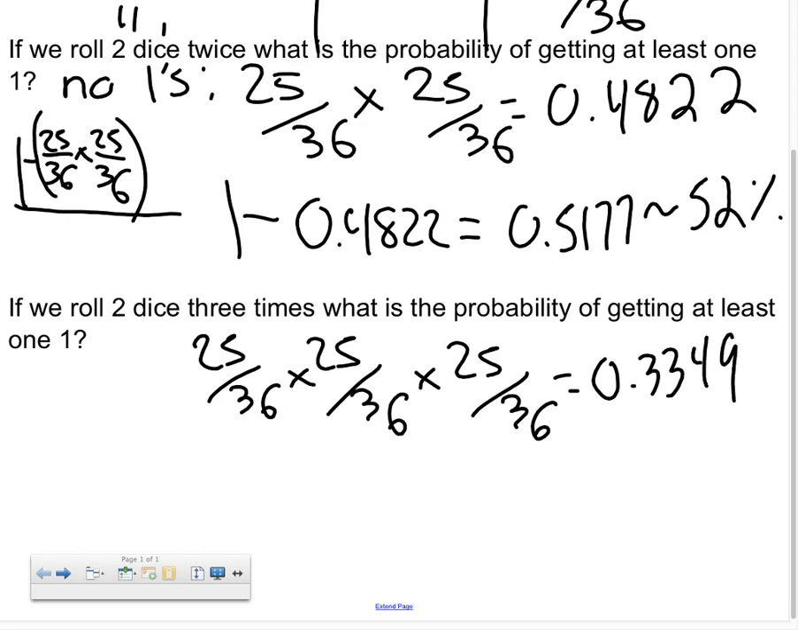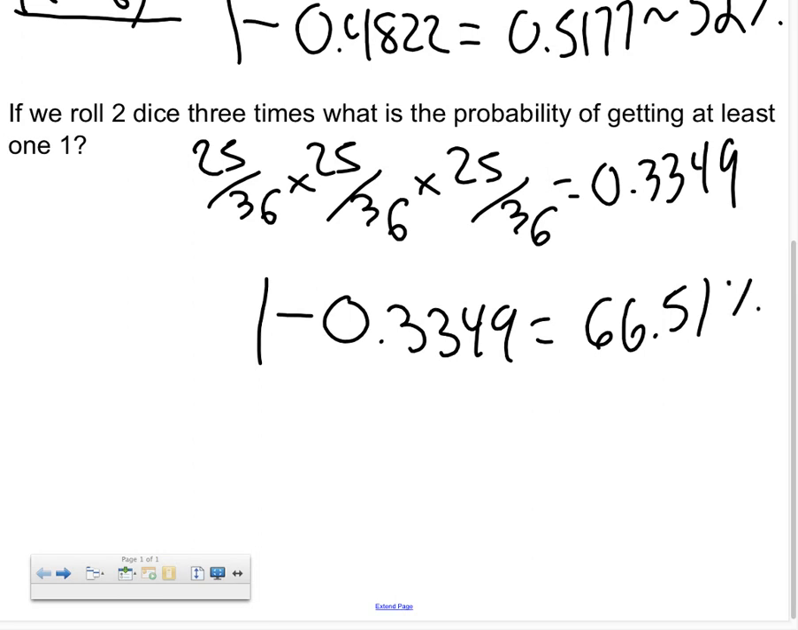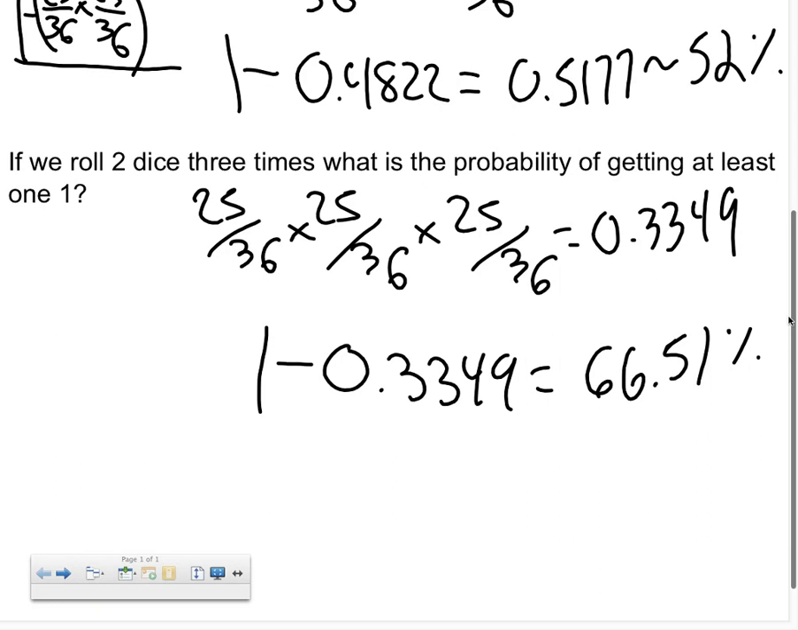So what you would do is, like before, take 1 minus 0.3349, and the chance of us getting at least 1 one in 3 rolls is about a 66.51% chance. And it's good that it's higher, because the more we roll, the better the chance of us getting at least 1 one, right? So these probabilities should be going up the more rolls I do. Every time I roll the die, the more I roll it, the better the chance of me getting at least a 1.